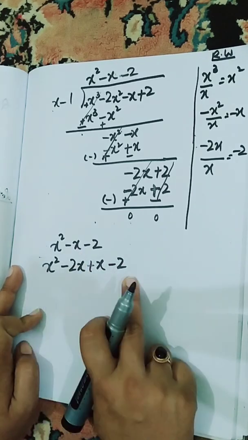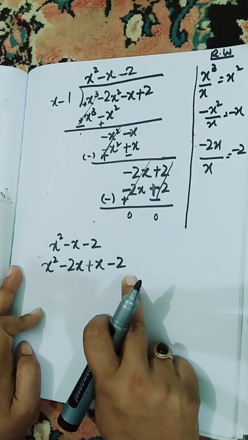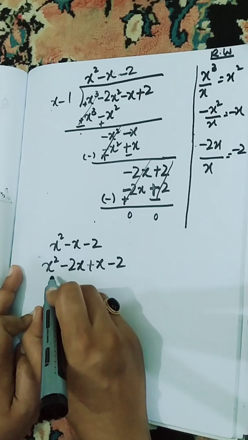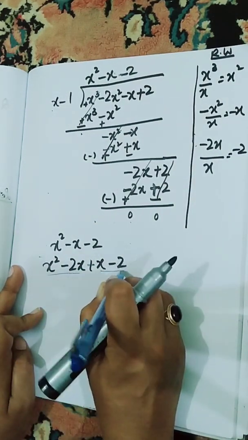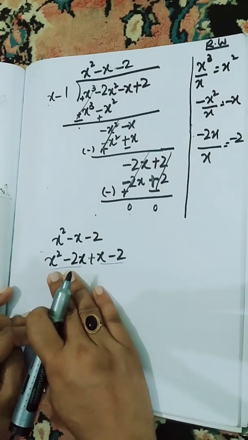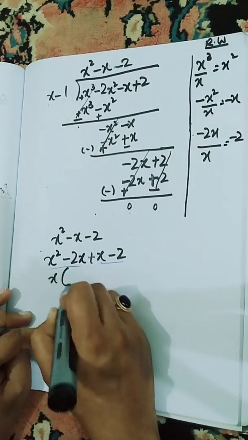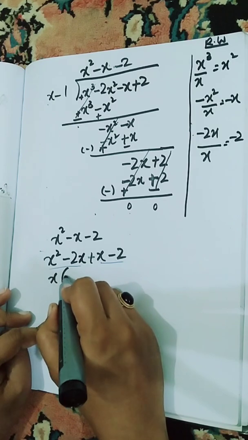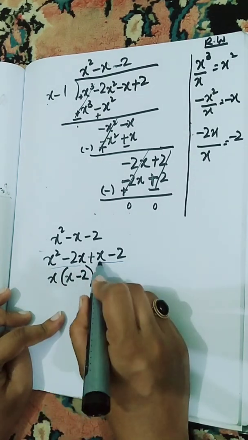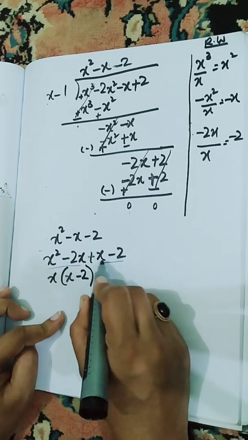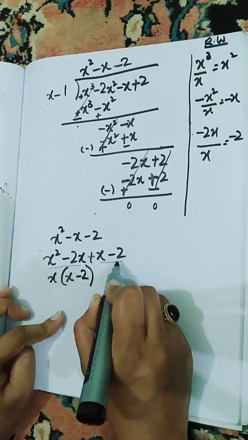Now I have 4 terms. How many terms am I having now? I'm having 4 terms. So I will make groups of 2 terms to take common factors. From the first 2 terms, I can take x as common. So what will we have? x minus 2, bracket close. What can we take common from the other 2 terms?